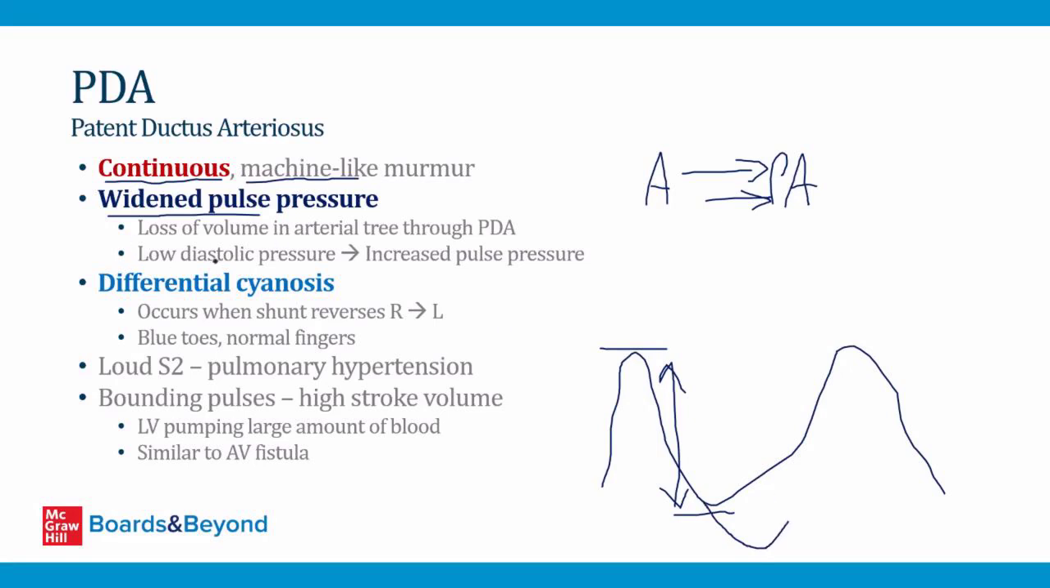And so this leads to a low diastolic pressure, and that makes this pulse pressure much greater in value, or we call it wider. And that's a consequence of having this shunt where blood can leave the aortic system and go over to the pulmonary artery.